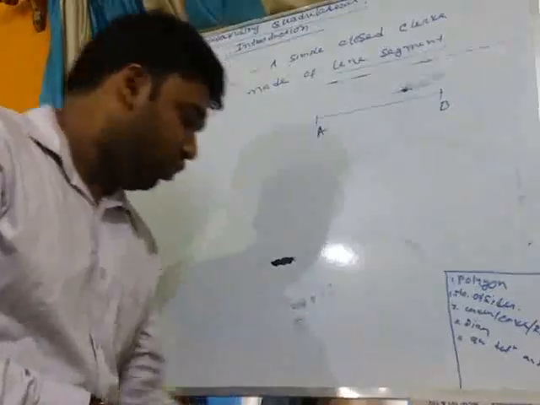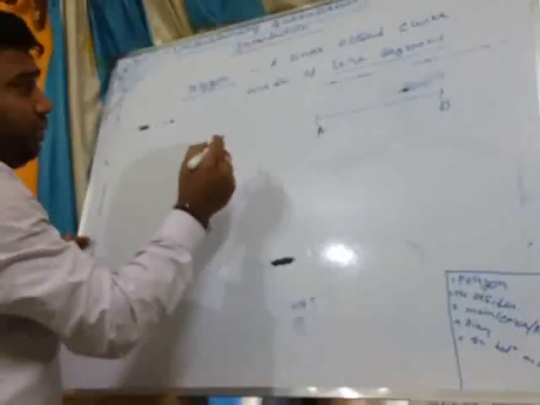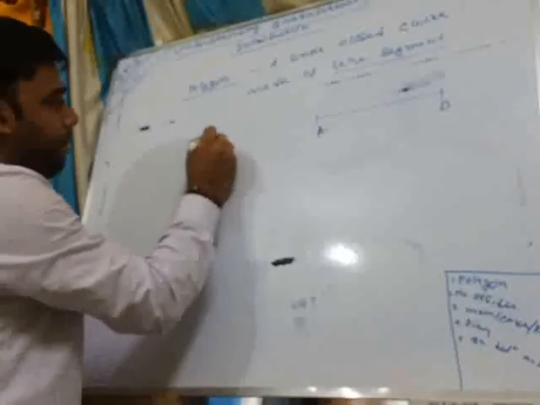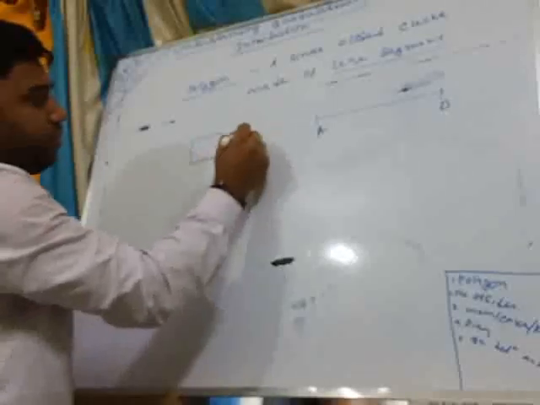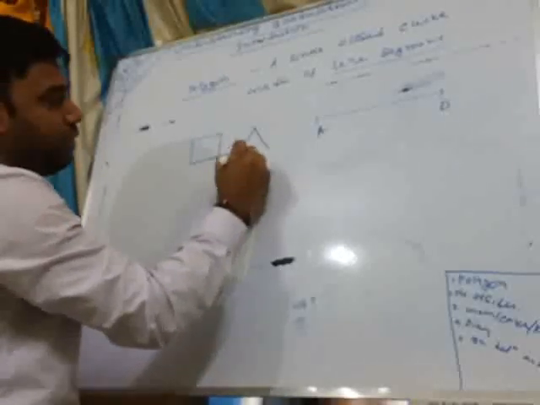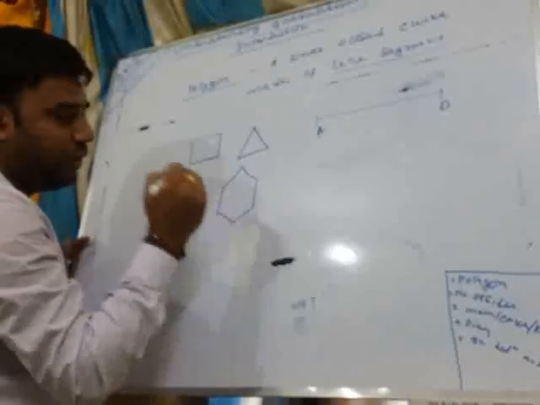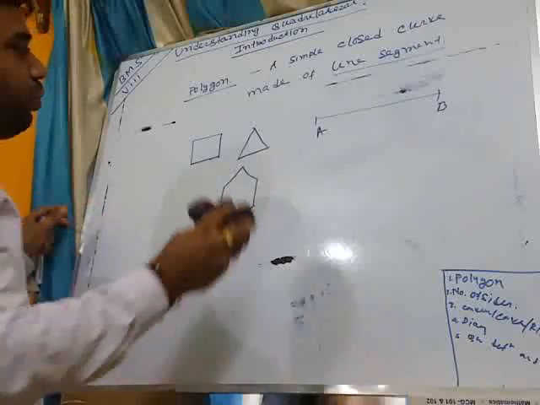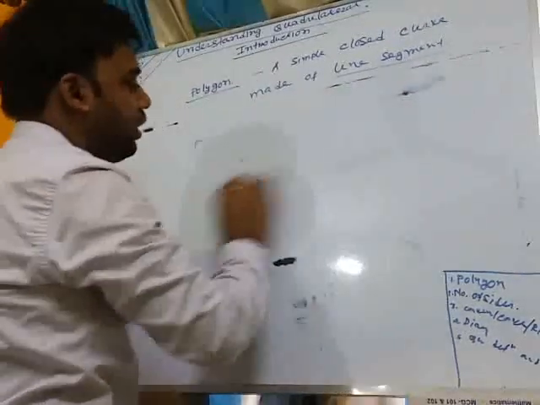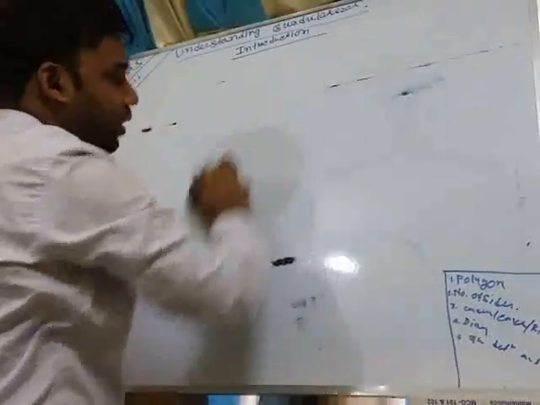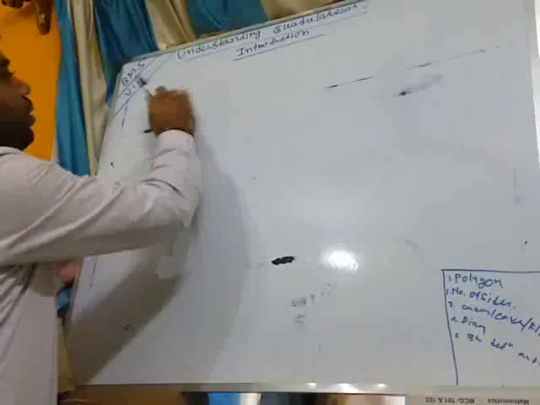So I am drawing some pictures of polygons, that is, closed curves made with line segments. These are the examples of polygons. Now, on the basis of sides, meaning the line segments, we can classify a polygon by the number of sides.